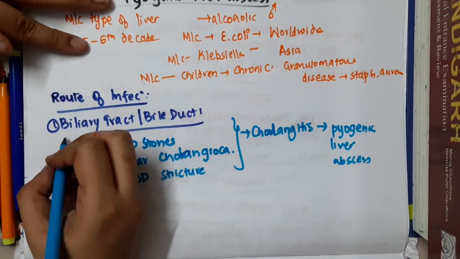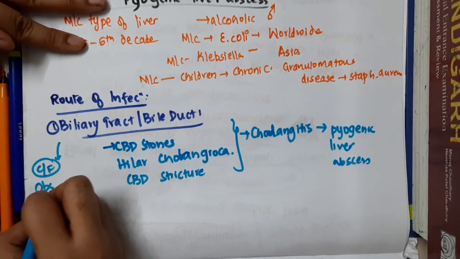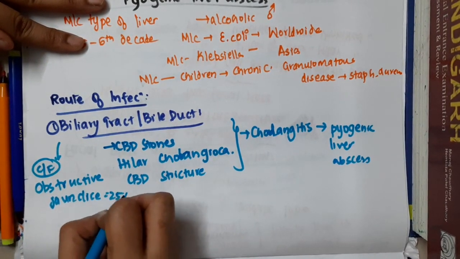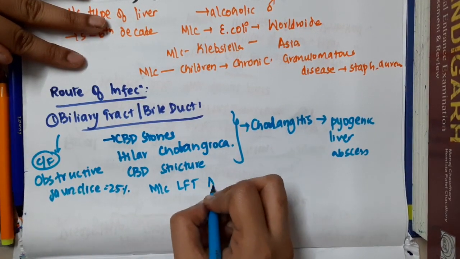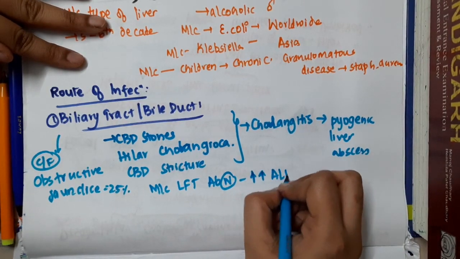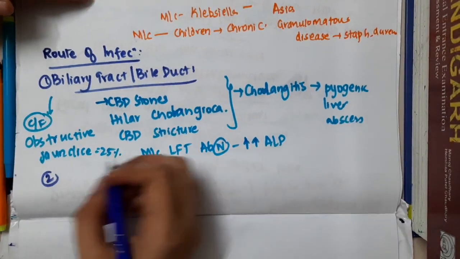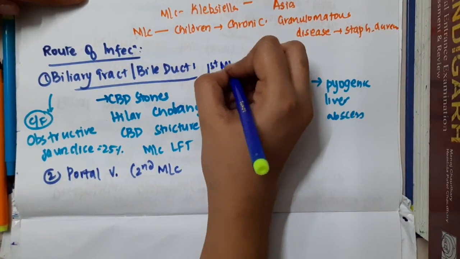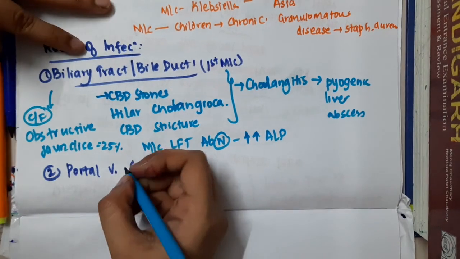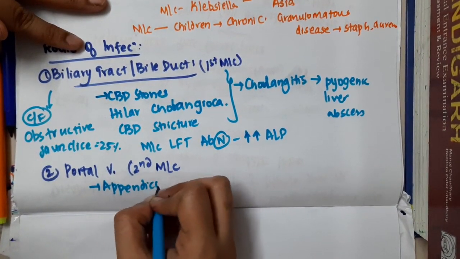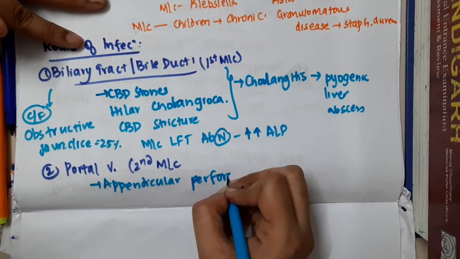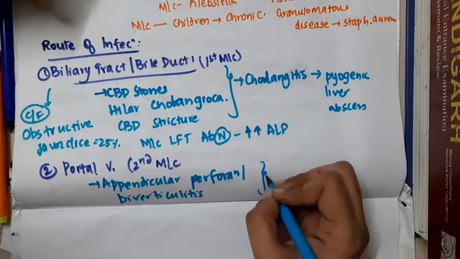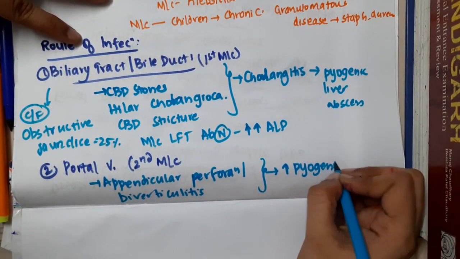Whenever there are these obstructions, you will see obstructive jaundice in these patients, seen in almost 25% of cases. The most common LFT abnormality is increased alkaline phosphatase. The second most common route, after the bile duct or biliary tract, is the portal vein, where you see appendicular perforation or diverticulitis. This can increase the risk of pyogenic liver abscess.